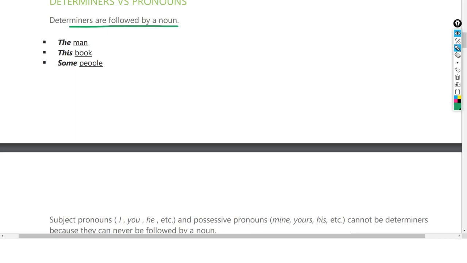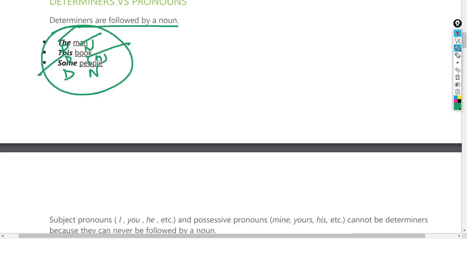So after the determiner, as a rule, there will be the noun. The man. This book. This is the noun, this is the determiner. Some people. Some is the determiner, people is the noun.